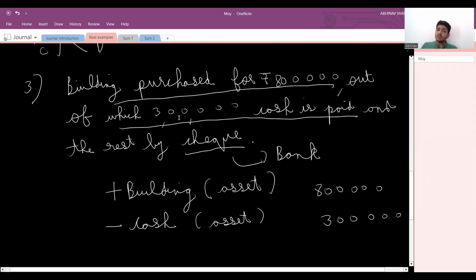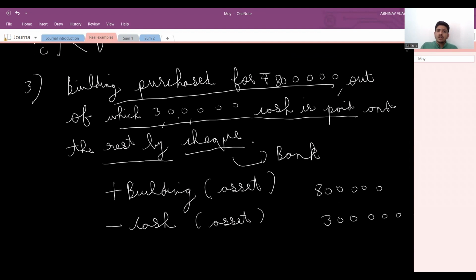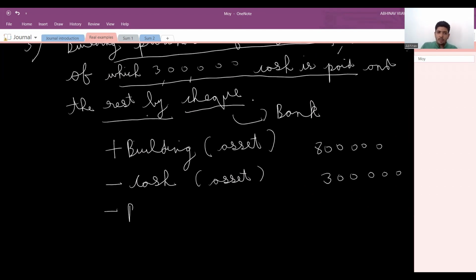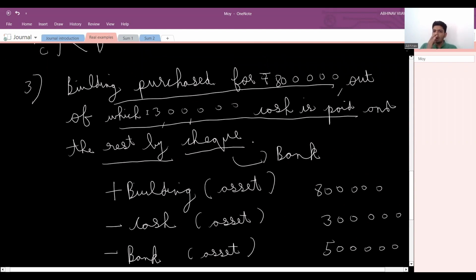Now, what is the final part? And the rest by check. Out of 8 lakh rupees for the building, you paid 3 lakh rupees cash to purchase it. So what is the remaining amount? 5 lakh. That means 5 lakh you paid by check, that is by bank. So here minus your bank balance. Bank is the short form of bank balance. So bank balance gets reduced by 5 lakh. What is a bank? Bank is also an asset, because the benefit of a bank balance can always be taken in the future. So bank is also an asset as far as the definition is concerned. So this is the logic. See, this tough question can be broken down in this simple way.